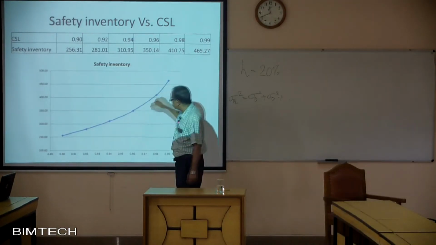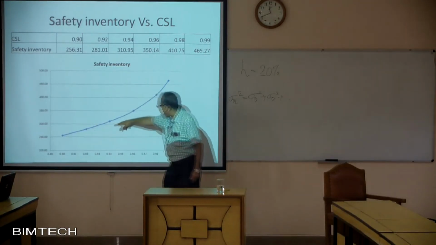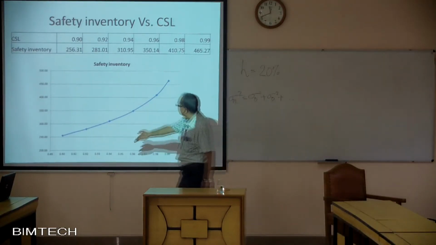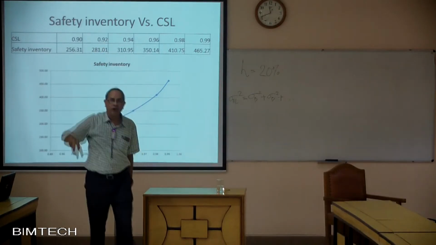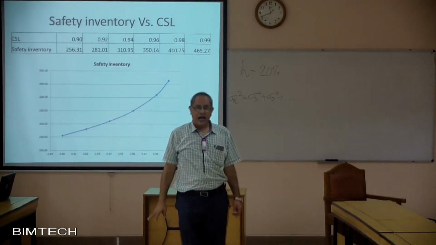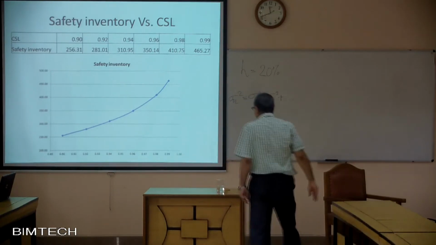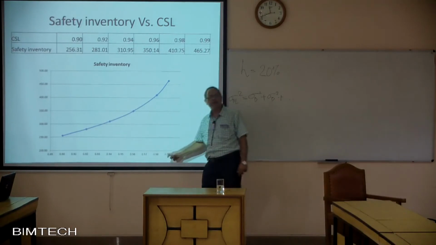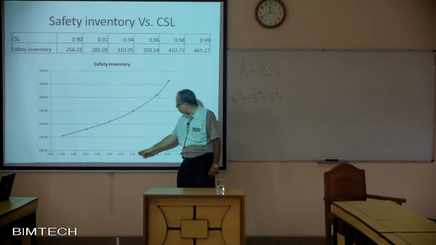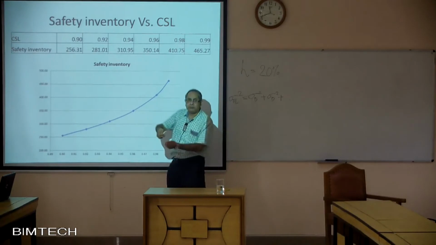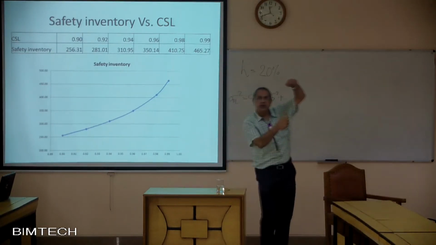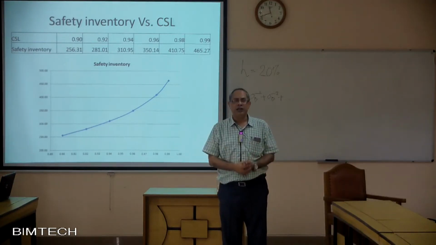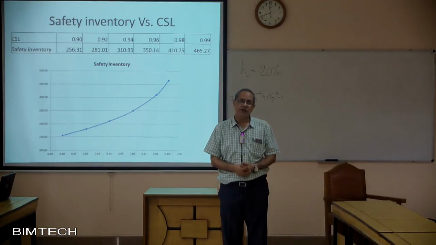And if I plot this, you will find that the safety inventory goes up like this. As you increase your CSL, the safety inventory goes up almost exponentially. The reason I'm showing you this is that it is very easy for us to say, oh, why 95%? Why not 96%? Why not 97%? Well, if you want 96%, 97% or whatever, the inventory cost rises disproportionately. That is the reason why we have to be careful about fixing our CSL level.